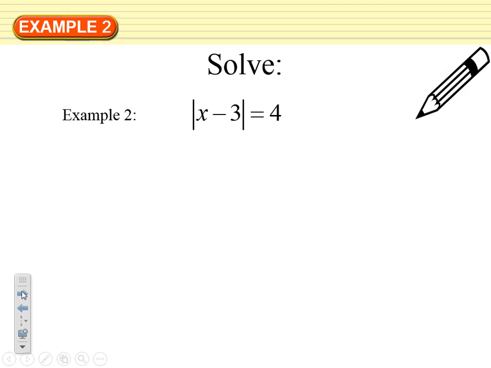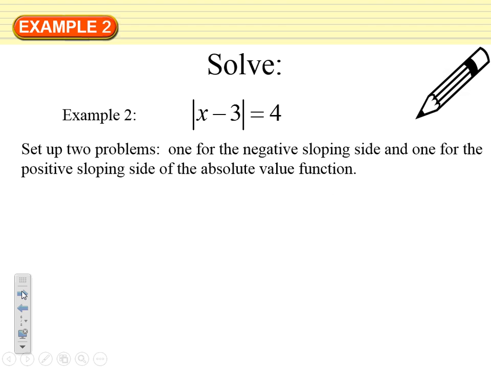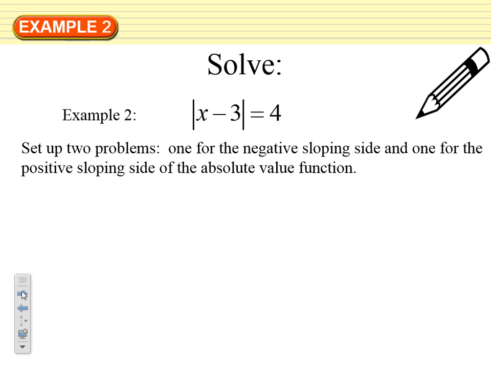So what we're going to do when we get an equation like this, absolute value of x minus 3 equals 4, we are going to set up 2 problems, one for the negative slope side and one for the positive slope side of the absolute value function. Because whenever we look at our graphs, one slope is positive and one is negative. So if we set this up, the positive one's going to look like this. It's just going to be x minus 3 equals 4. Now, the negative one, all we're going to do is put a negative sign out in front. Equals 4, representing that this is going to be our negative slope.